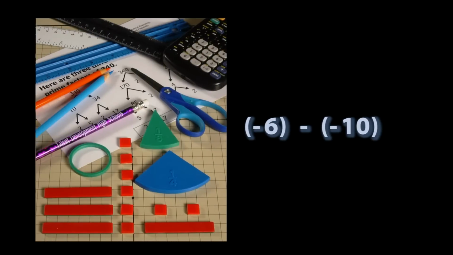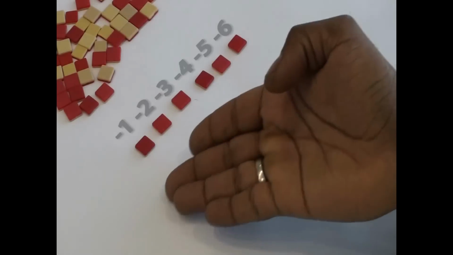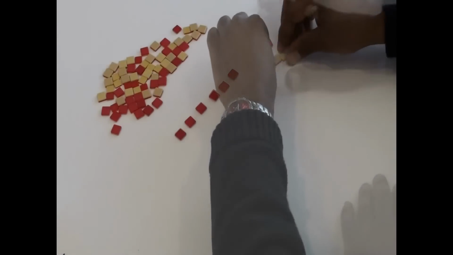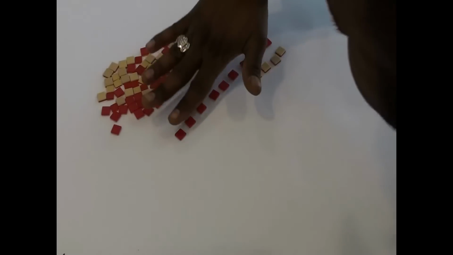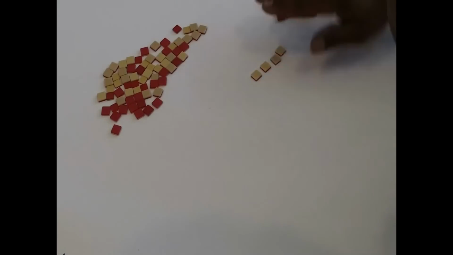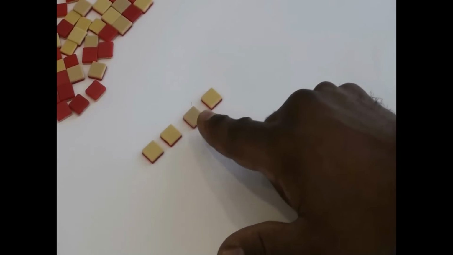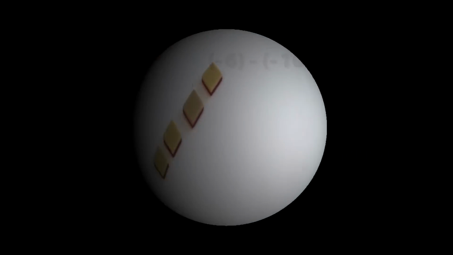Let's try this problem. -6 minus -10. First, I lay out 6 negative squares. Again, it's impossible to remove -10, so I must add 4 zero pairs. Now I can remove the 10 negative squares, leaving us with 4 positive squares. So the answer to this problem is +4.